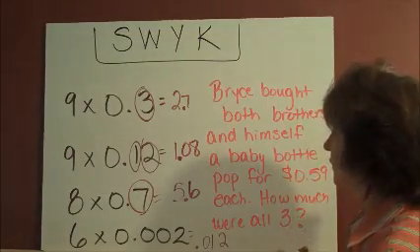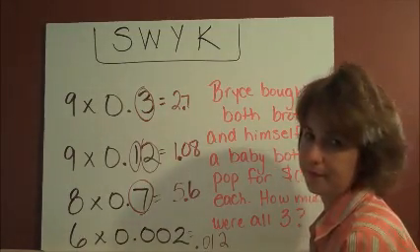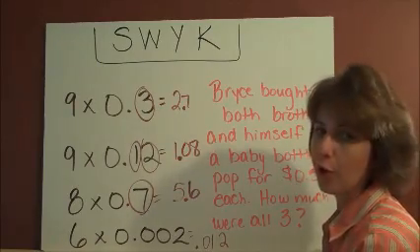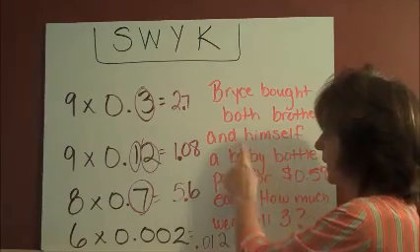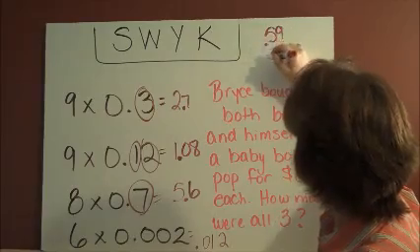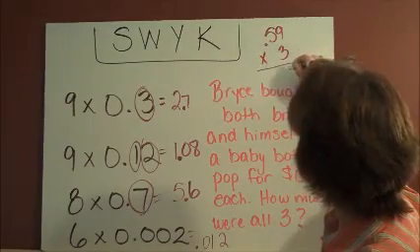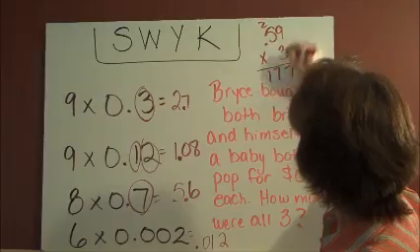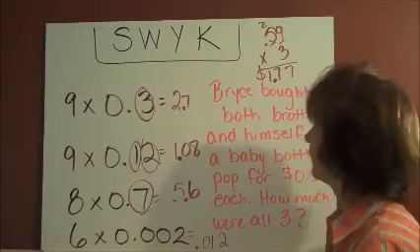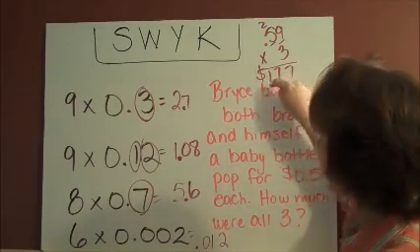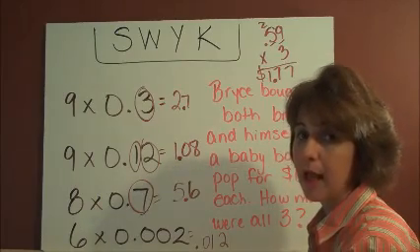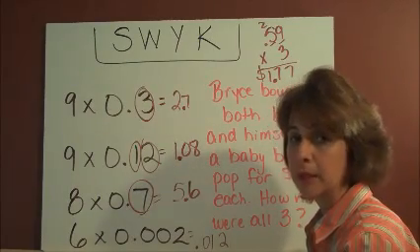Bryce bought both brothers and himself a baby bottle pop. Say that 5 times fast. For 59 cents each. How much were all 3? Both brothers and himself. So Bryce would need 59 cents times 3. So Bryce would need $1.77. 1, 2, 1, 2. The number of digits behind the decimal in the factors have to match the number of digits behind the decimal in the product.